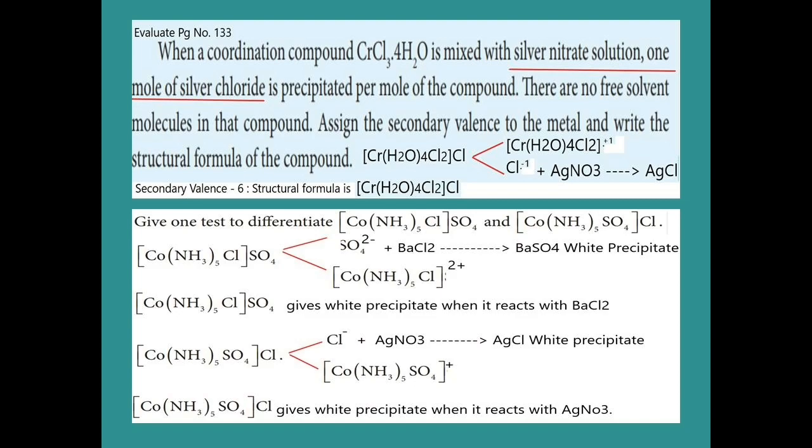In the same way, for the other compound, cobalt 5 amine sulfate is inside the square bracket and Cl is outside. It splits into Cl minus and the complex cation [Co(NH3)5SO4]+. The Cl minus reacts with AgNO3, 1 mole of AgNO3 giving 1 mole of AgCl, which is a white precipitate. So the first compound reacts with barium chloride to give a white precipitate. The second compound reacts with silver nitrate to give a white precipitate of AgCl. This is how we differentiate between these two compounds.